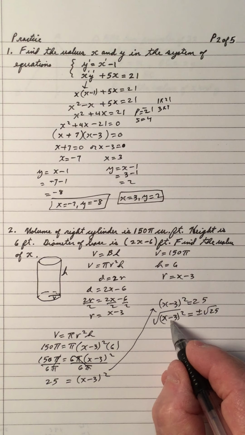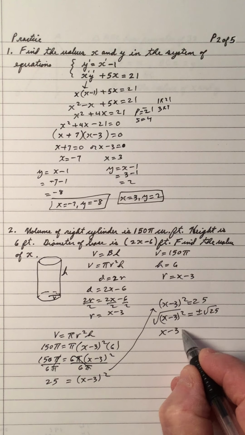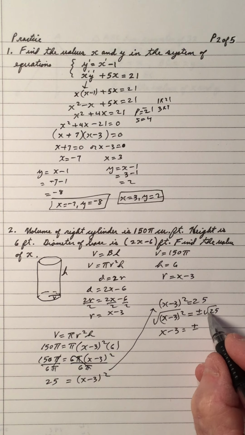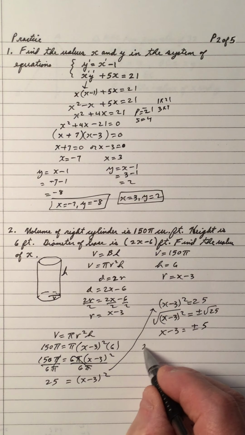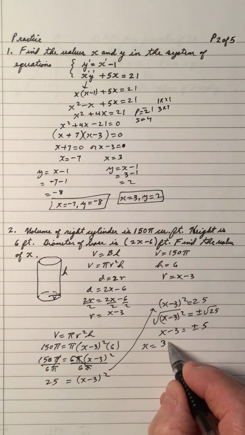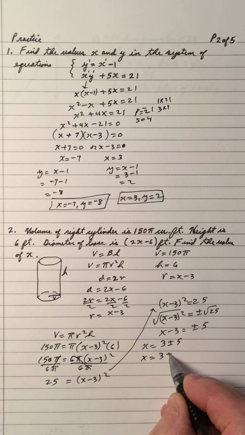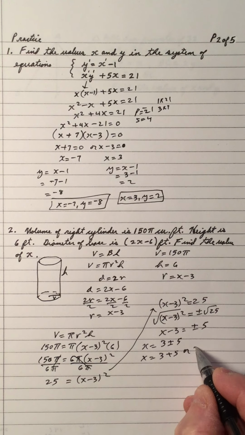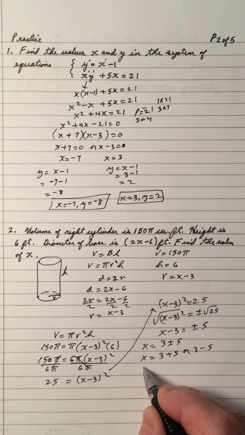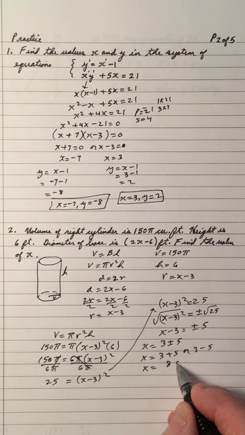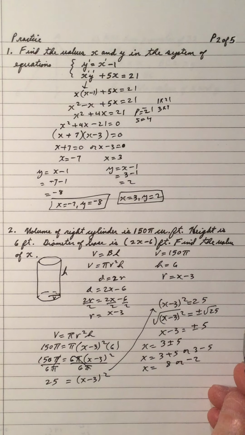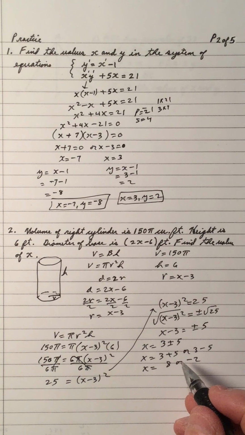The square root of x minus 3 squared is x minus 3. Plus or minus the square root of 25 is 5. So x equals 3 plus or minus 5. x equals 3 plus 5, or 3 minus 5. So x equals 8, or negative 2.